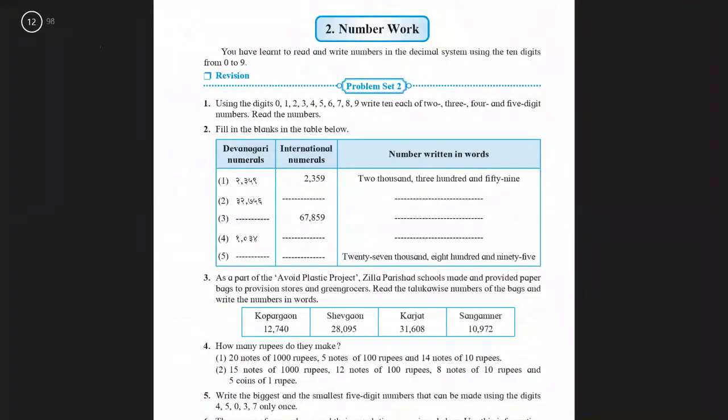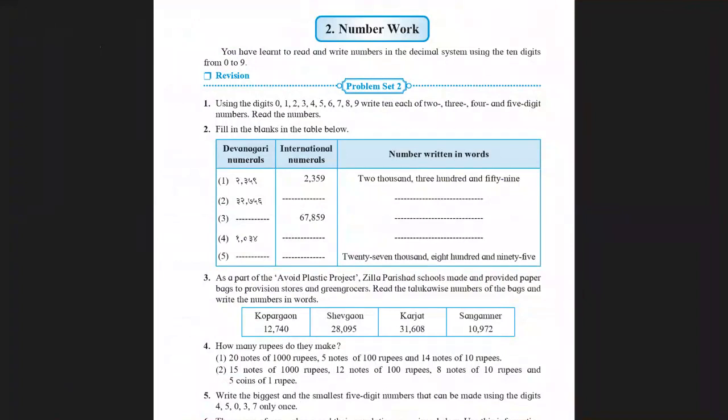Hello children. Today we begin with the second chapter, number work. Now the first problem set that you have here, problem set 2, is actually a revision of what you have done in your previous classes. Okay. So we begin with the first question here.